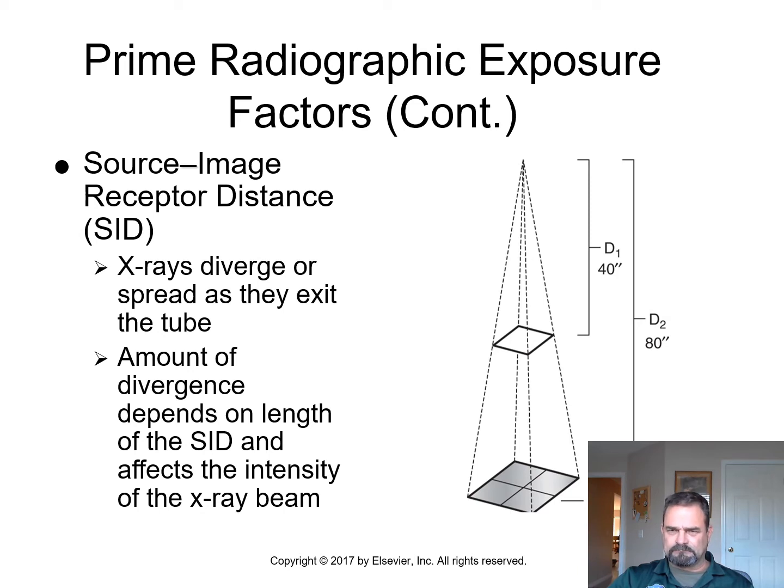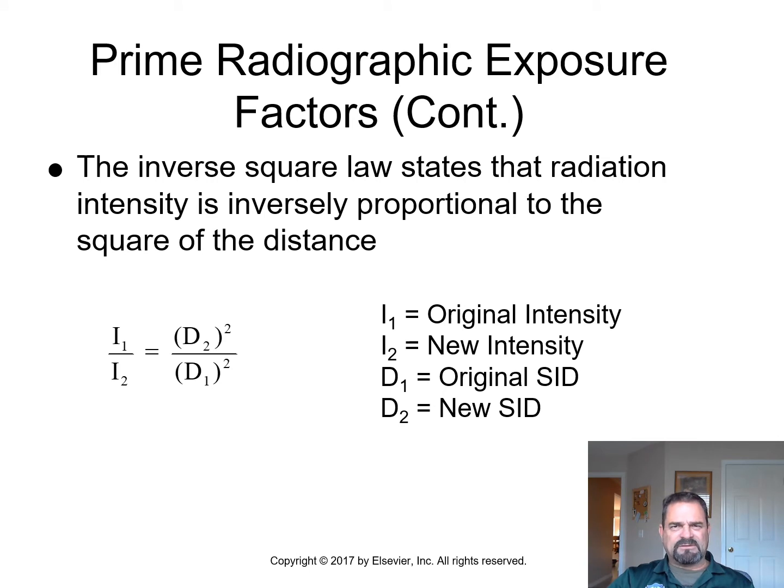All right, so understanding that the inverse square law states that radiation intensity is inversely proportional to the square of the distance is a hallmark toward understanding the clarity of X-ray images. So this is your formula here. You have I1 over I2 equals D2 over D1 squared. You can see that I1 represents the original intensity, I2 is the new intensity, and D1 and D2 are the original SID and the new SID.